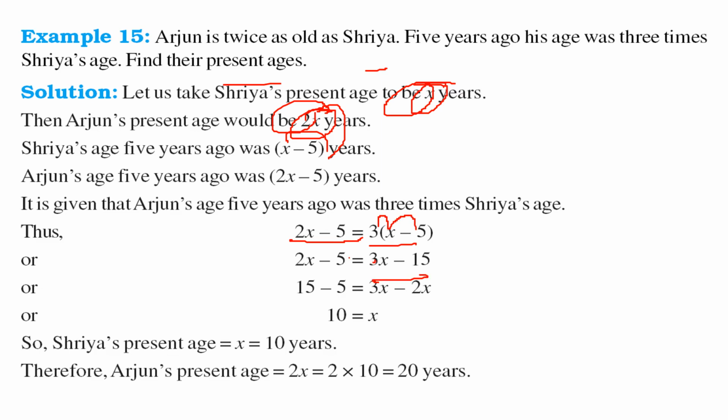Now you can take one step here. 2x you can transfer here, 15 you can transfer here, and the sign will be changed. Minus 15 will be plus 15, and this 2x will be minus 2x. So 3x minus 2x is x, and this 15 minus 5 is 10. So x is 10, and Arjun's age, because it is twice, will be 20.